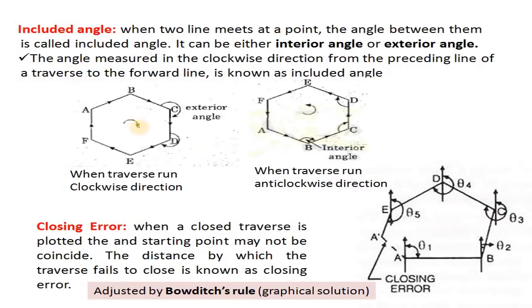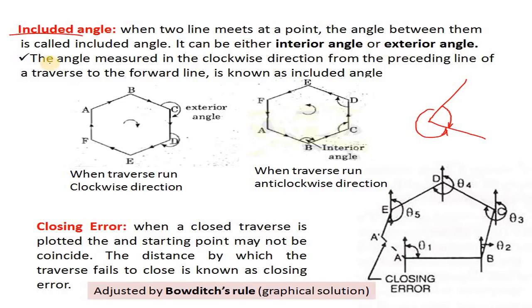Now, included angle. What is included angle? When two lines meet at a point, the angle between them is called the included angle. Suppose one line is this and one line is this. Two lines meet at this point, so the angle between them will be the included angle. One angle is this and one angle is this. Both will be the included angle. It can be either an interior angle or an exterior angle.